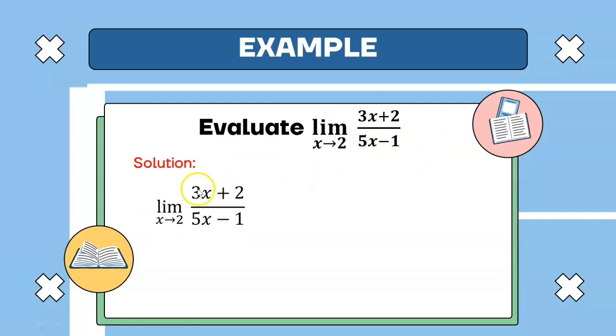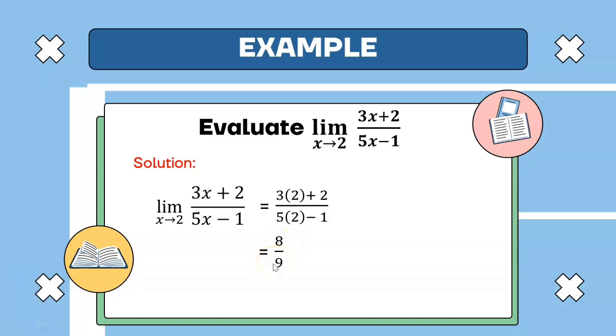And then we can substitute 2 to the whole rational function itself. So let's do it. The limit of 3x plus 2 over 5x minus 1 as x approaches 2 is equal to 3 times 2 plus 2 over 5 times 2 minus 1. So we can simplify all of this, and 3 times 2 plus 2 is 8, and 5 times 2 minus 1 is 9. So the result is 8 over 9.